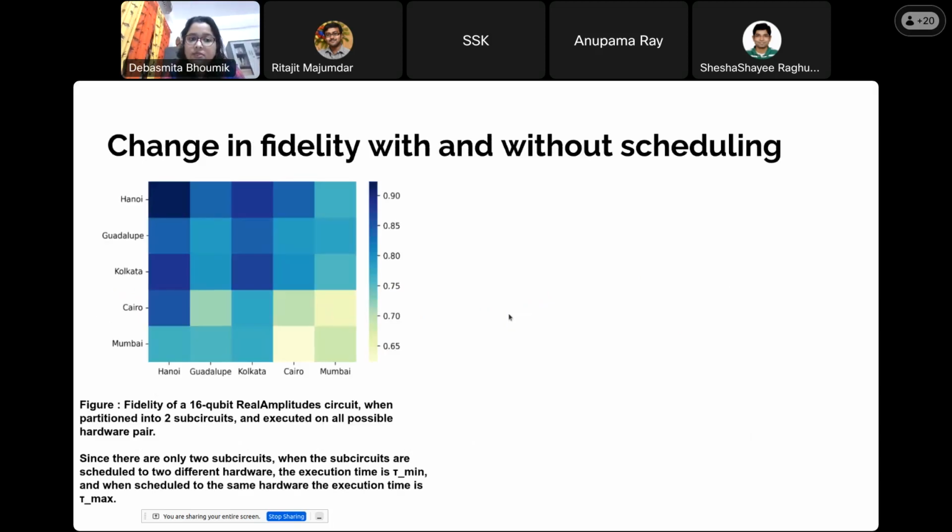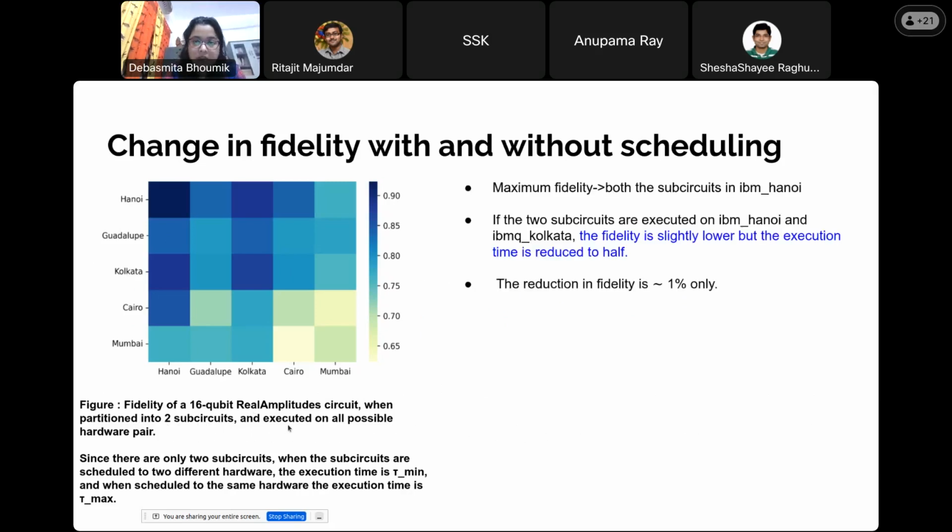The last result here is the change in fidelity with and without scheduling. What happens if we don't schedule and put everything in one particular hardware? From the heat map, these are the machines, and this is the fidelity value denoted with the color codes. Here we have checked the fidelity of a 16 qubit real amplitude circuit when partitioned into two sub-circuits and executed on all possible hardware pairs. The maximum fidelity is shown when both sub-circuits are run on IBM Hanoi. But if the two sub-circuits are executed on IBM Hanoi and IBM Kolkata, the fidelity is slightly lower, only 1% lower, but the execution time is reduced to half.